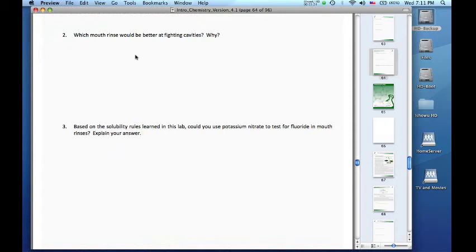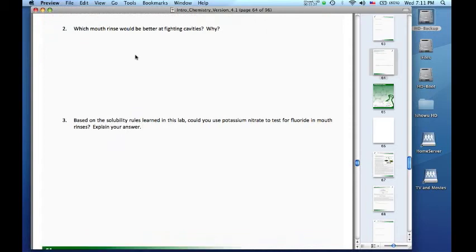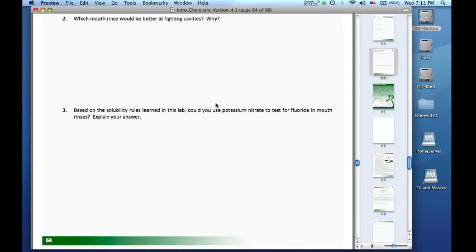Which one is better at fighting cavities? Well, obviously, the one that has fluoride. And potassium nitrate, students find this one a little tricky. Potassium ions and nitrate ions are all soluble. So using potassium nitrate is not a good test because all of these are soluble. Calcium fluoride is insoluble. That's why it's used.